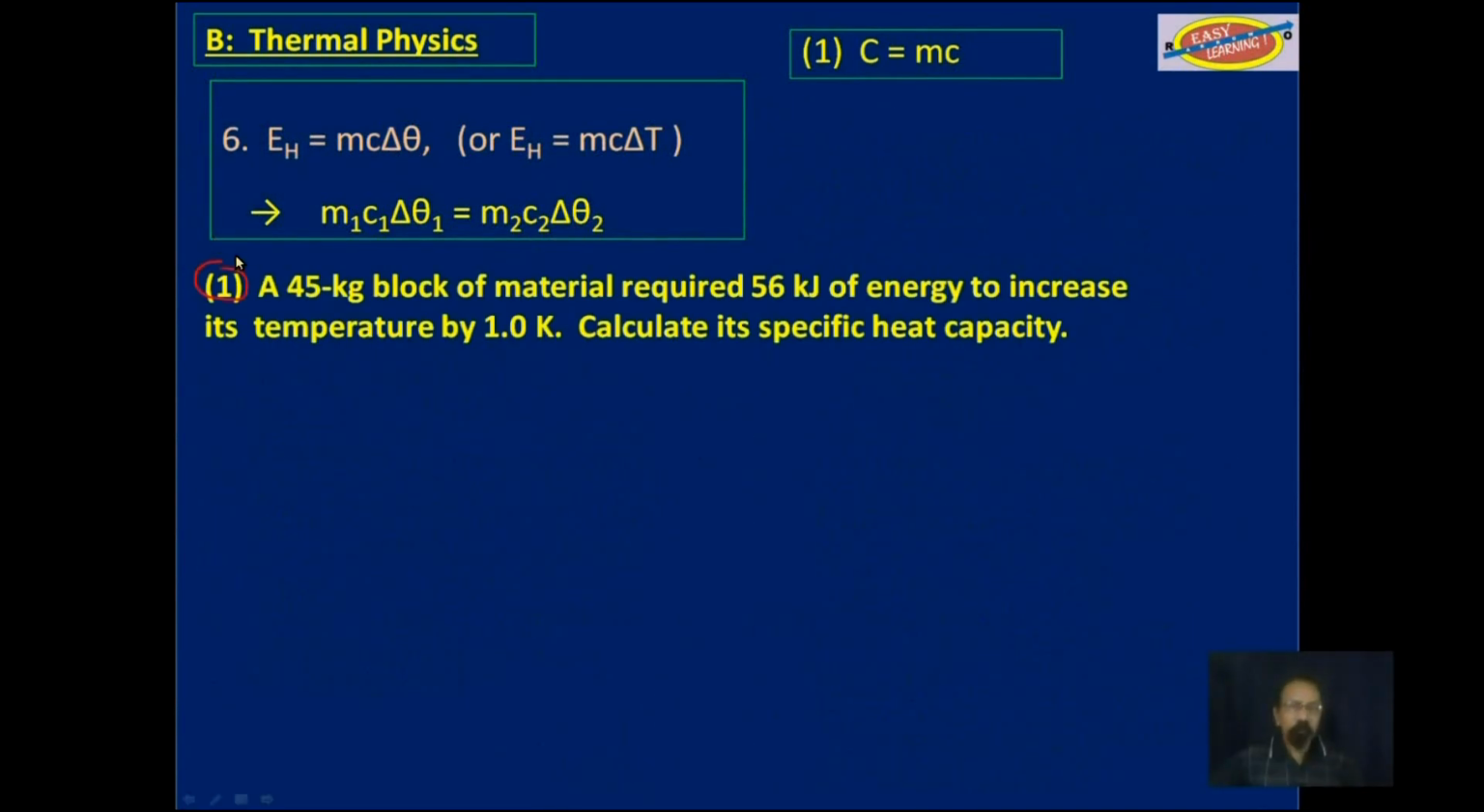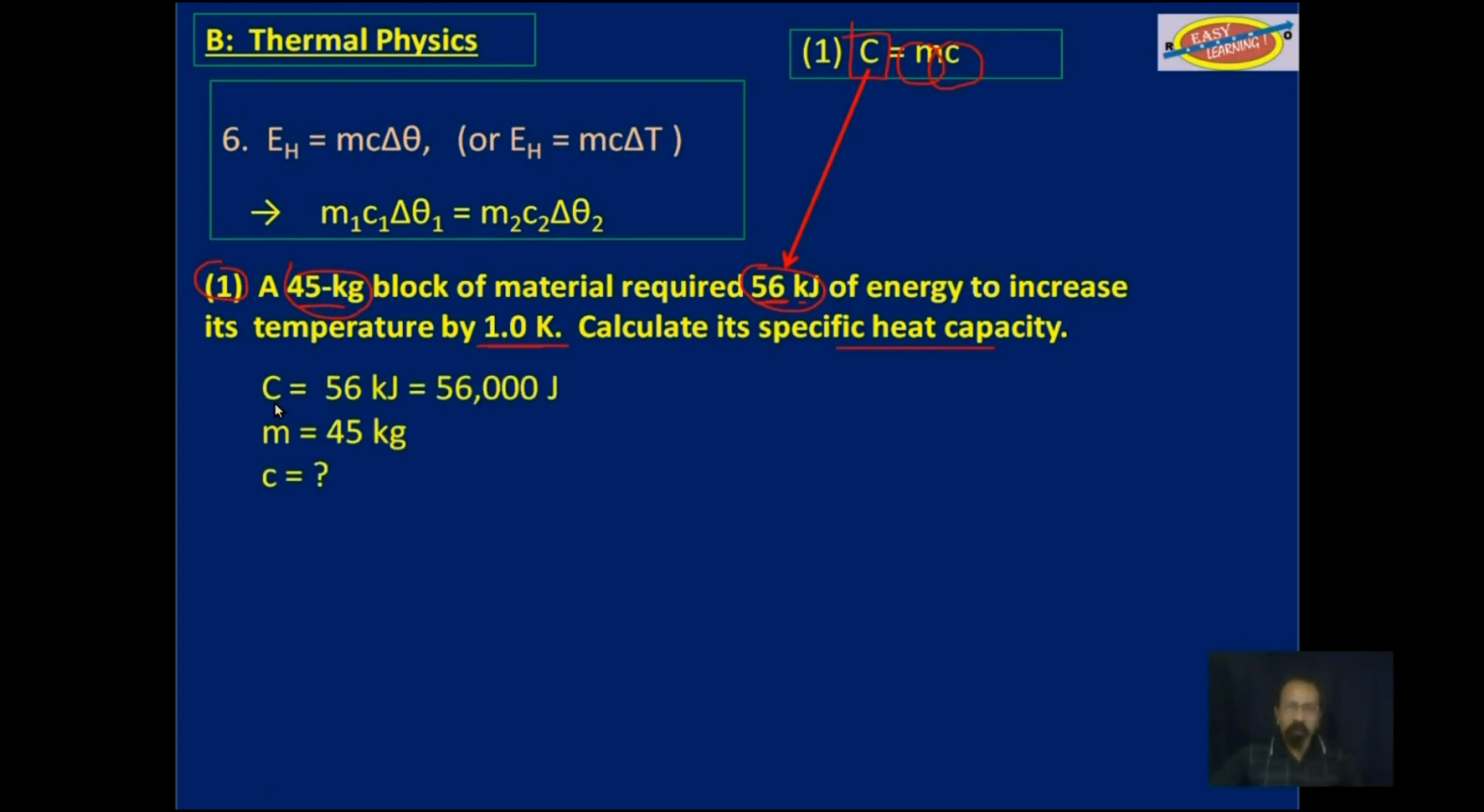Example 1. A 45 kilogram block of material requires 56 kilojoules of energy to increase its temperature by 1.0 degree Kelvin. Calculate its specific heat capacity. Now, this is uppercase C, its heat capacity. We know the mass is 45 kilograms, and we want to find lowercase c, the specific heat capacity.